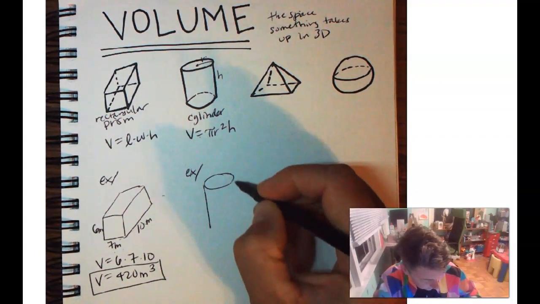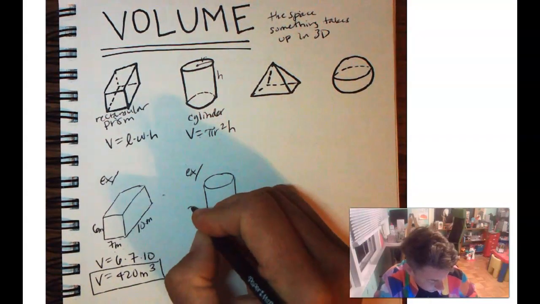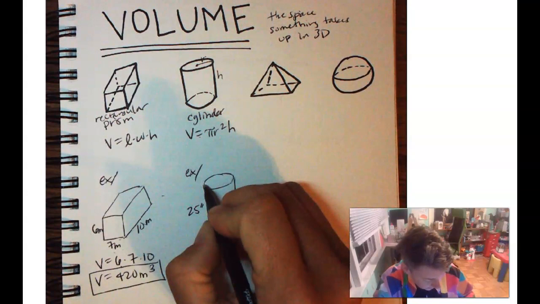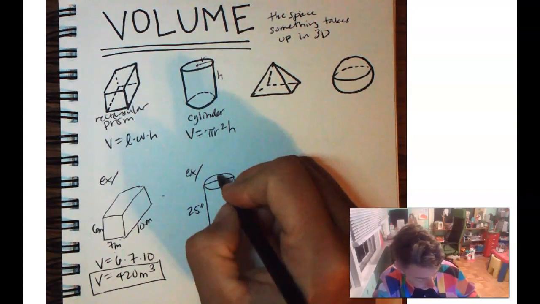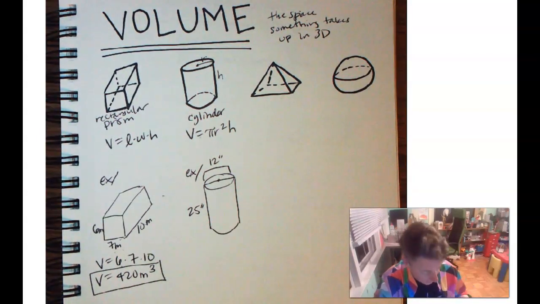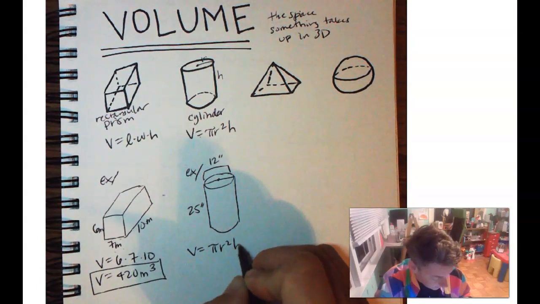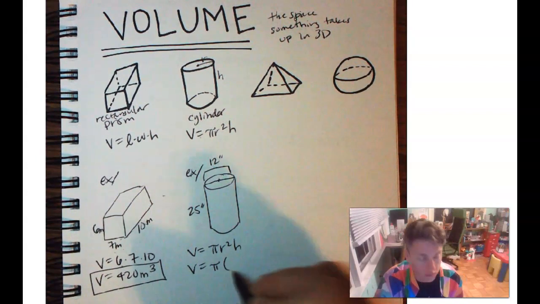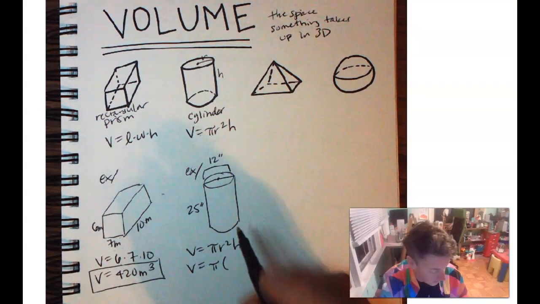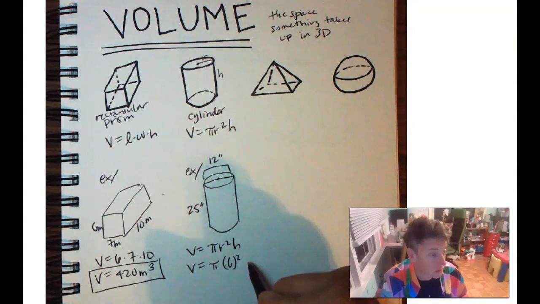Let's say, for funsies, the height is going to be 25 inches, and the diameter will be, let's say, 12 inches. So to find the volume, we want pi r squared h. So we want pi times the radius. If our diameter is 12, our radius is half of that, which would be 6. So 6 squared times our height, which is 25.